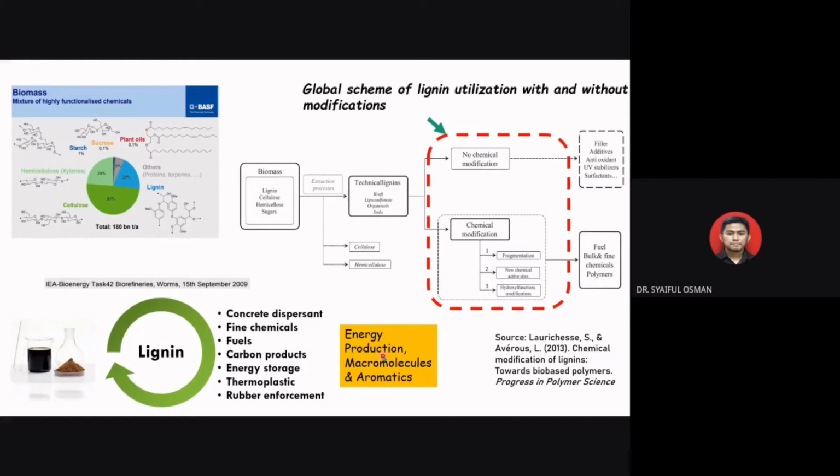And also we can use lignin for aromatics, using the technology to cleave the lignin structure into monomers without the aromatic ring being eliminated, to produce polymer building blocks. Aromatic monomers such as benzene, toluene, ethylene, phenol, and also vanillin. So if we look at here, we can see that lignin has a lot of application. We can use it for concrete dispersion, for fine chemicals, for fuel, carbon product, energy storage, thermoplastic, rubber reinforcement, and many more.